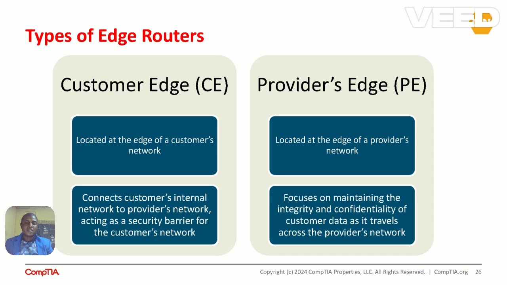Now, the provider edge is located at the edge of the provider network. So it's always in their area office or wherever, and they supply it whenever you need it. But the whole management is in their custody. Number two, it focuses on maintaining the integrity and confidentiality of customer data as it travels across the provider network. So you can see it's as simple as that.